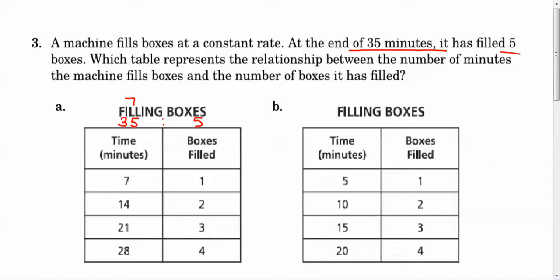And that means for every 7 minutes, there is 1 box filled, right? So we're looking for a 7-to-1 ratio. Now, if you're wondering again how I got that, you're looking for 35 minutes for every 7 boxes, right? When you simplify that down, just like you'd simplify a fraction, you would get 7 minutes for every 1 box. So you can look at choice B.